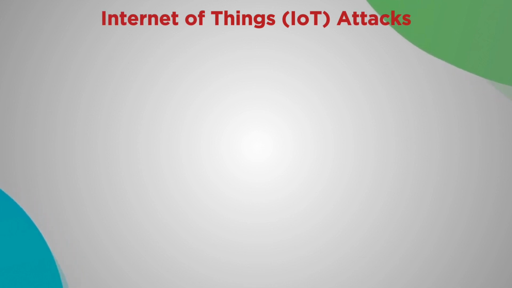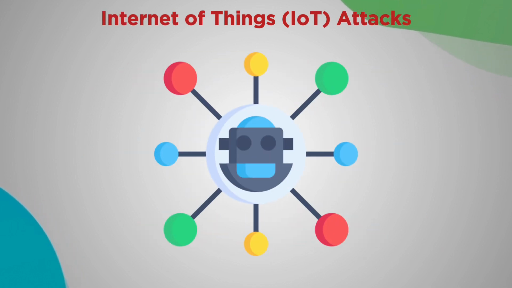Next, we have the IoT attacks. Internet of Things attacks are cyber attacks that can compromise the security of devices connected to the internet. IoT devices such as smart appliances are targeted due to weak security. Using strong passwords and firmware updates helps to secure IoT devices.